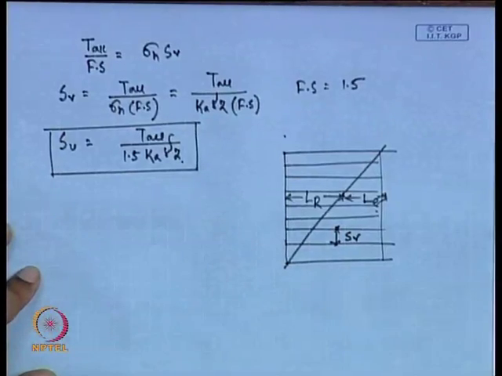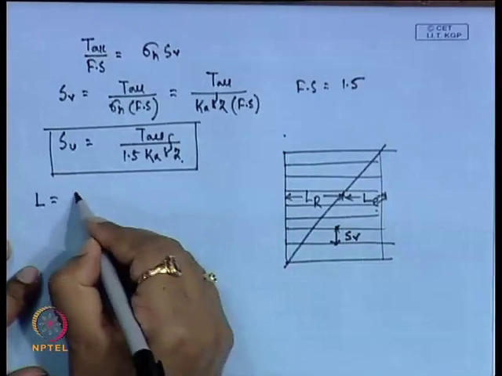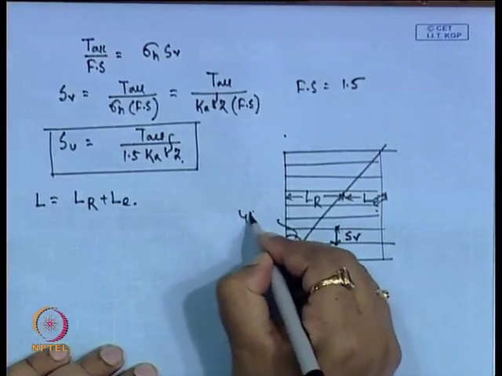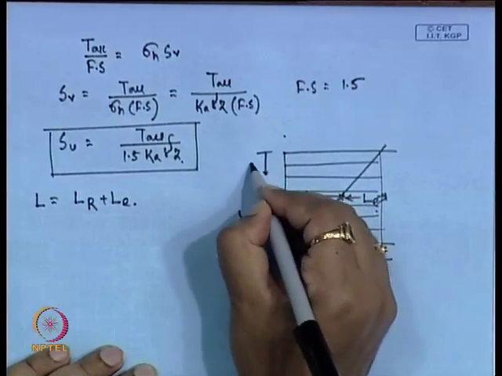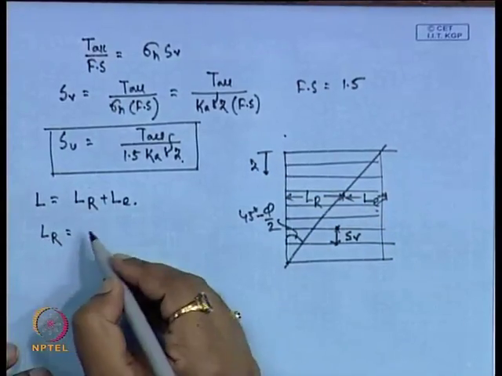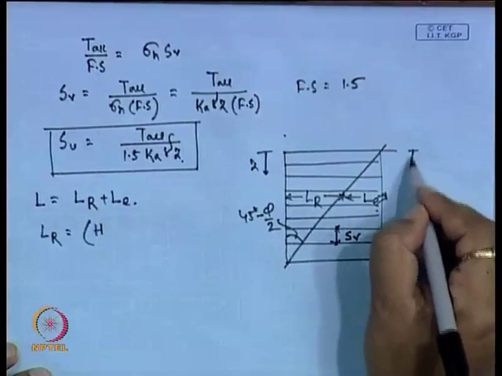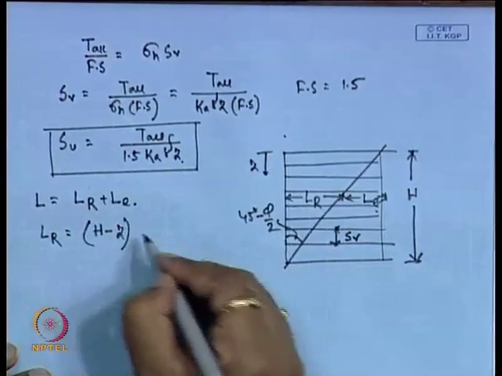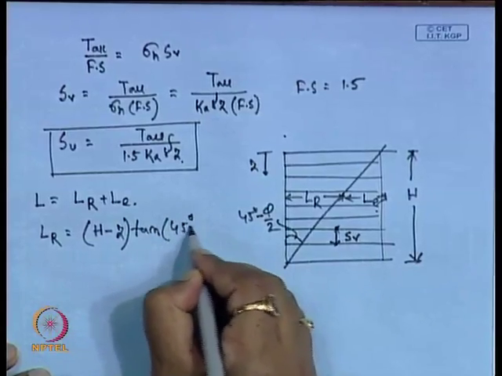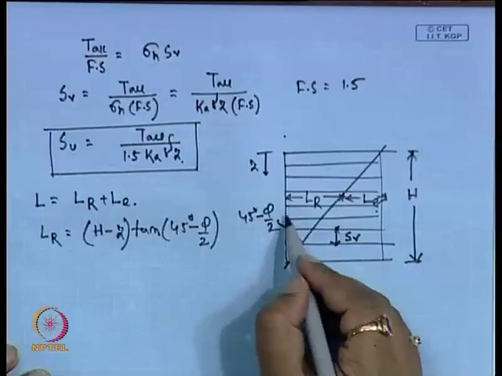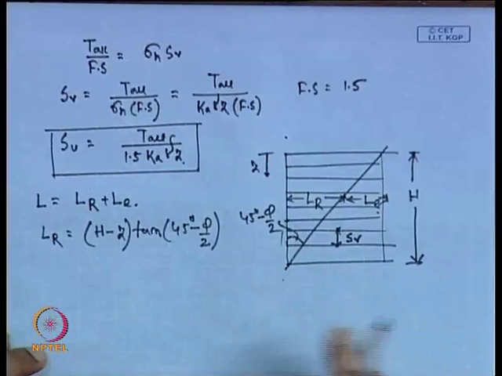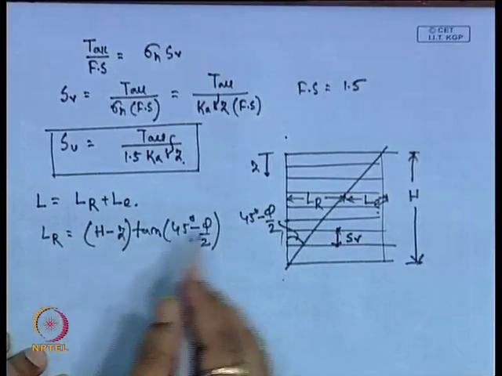Next, to calculate the total length, the total length L is equal to L R plus L E. L R we can easily determine. This is 45 minus phi by 2, and this is any depth z. L R we can determine with this expression: h minus z, because this is h, into tan of 45 degree minus phi by 2. So, at any depth, this is h minus z into tan 45 minus phi by 2. L R we can calculate by this expression. The next one is to calculate the L E.